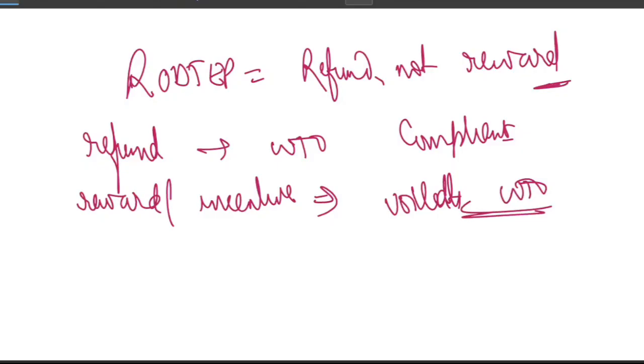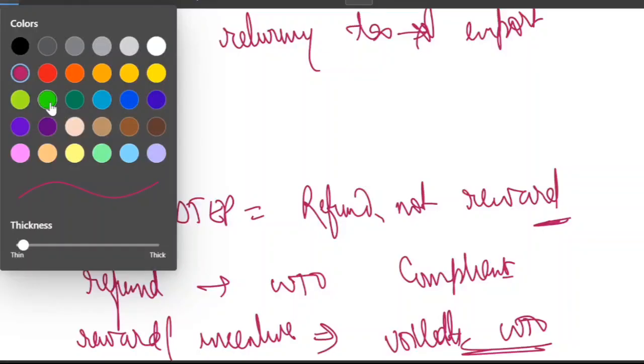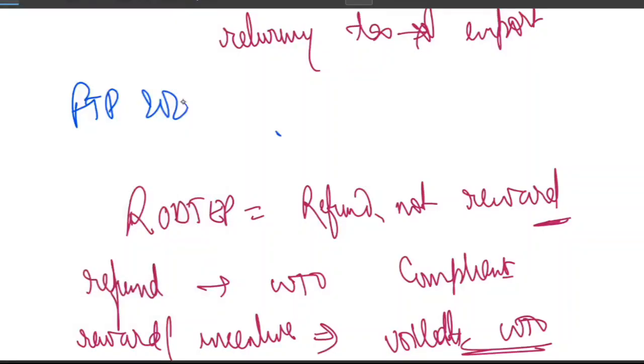And for FTP 2023, just remember this line, very, very important: this FTP 2023 is a reward-based system.